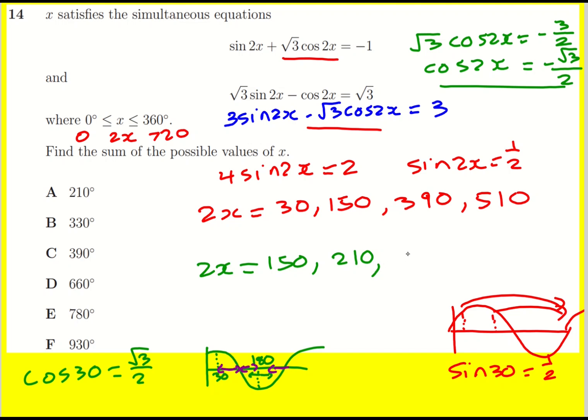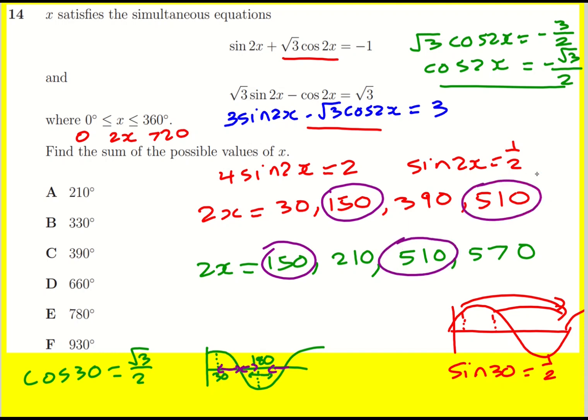And then again, add on 360, so we get 510 and 570. But just note, we're looking for where it's got to be consistent. So the 150s are okay, because they're in both, but the 30 is not, and the 210 is not, and the 510 is in both as well. So these are actually the two solutions for 2x to the simultaneous equations, which means x is going to equal 75 or 255. They're the two solutions.